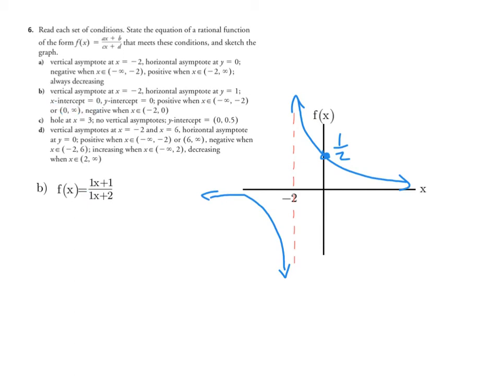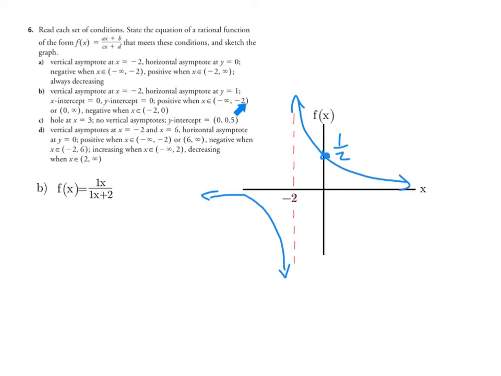X-intercept at 0. Okay, so when x is 0, this has to equal 0, so this plus 1 has to go away. So now we've got 0 over 2 when I plug in x is 0. 0 over 2 is 0. The y-intercept has to equal 0. So again, when I plug in x is 0, it has to equal 0. That's the same thing.